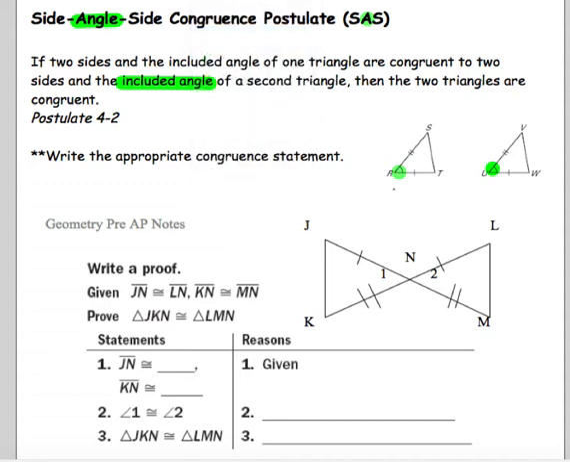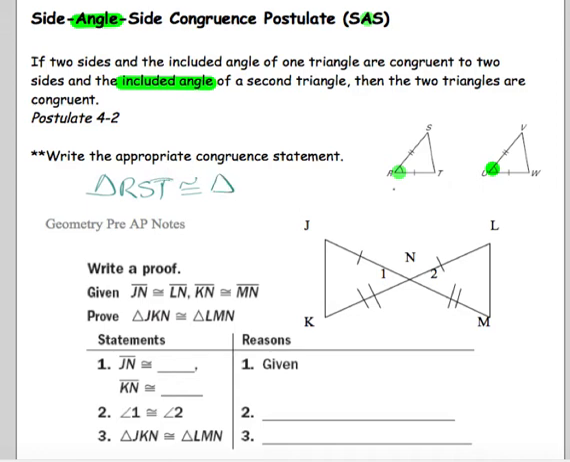That's how you know the order to write the letters in. The angle is in the middle, so you put A in the middle. Write the appropriate congruent statement. Again, this is naming these congruent triangles. Just name the first one however. And a lot of the time we give you the first one because it's easier to grade that way.